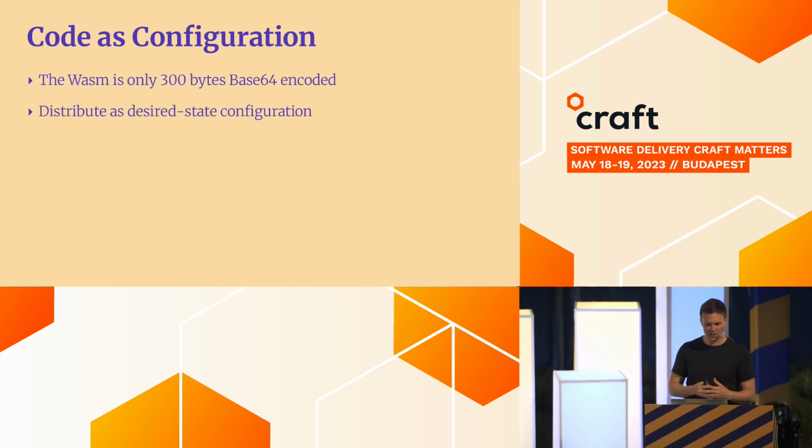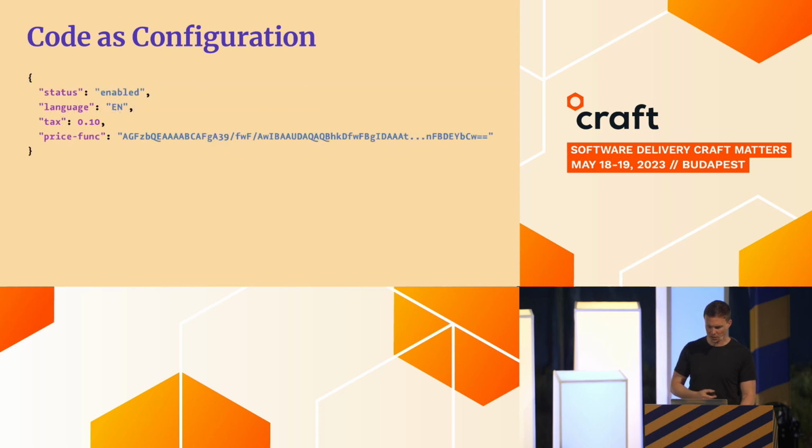The WASM binary is only 300 bytes, base 64 encoded, so it's quite small. And most IoT devices are configured through desired state configuration. Often it's pretty common to have a JSON document that describes the settings for the IoT device, so why not just include it in our desired state to distribute it? So for this example, at the point of sale terminal, the desired state configuration might look something like this, where it specifies the language and the tax rate. So we can just include the WebAssembly binary price function in the JSON document.